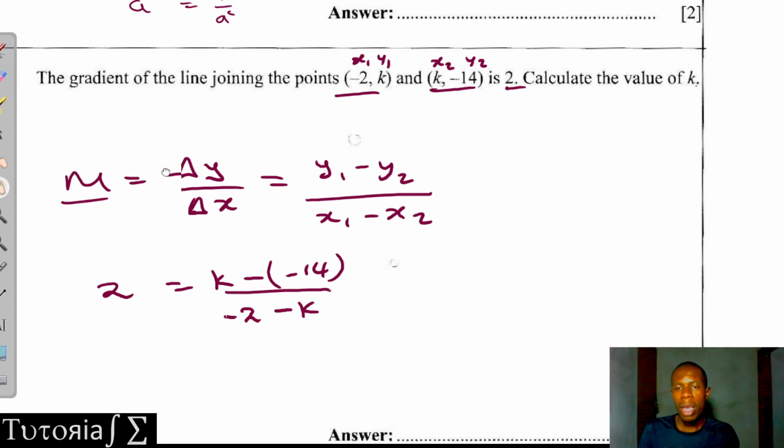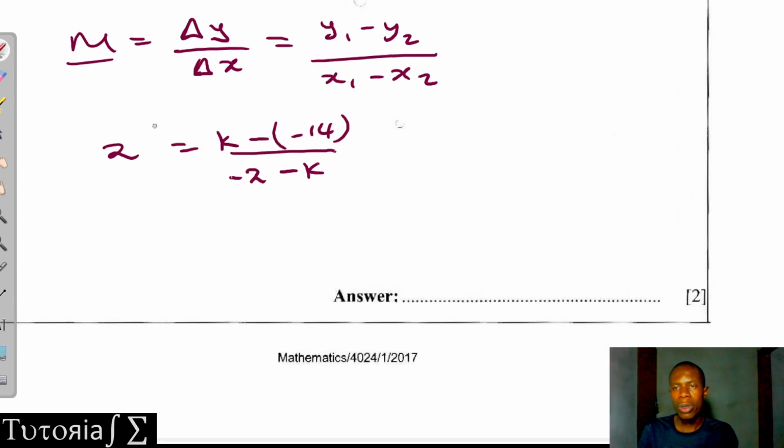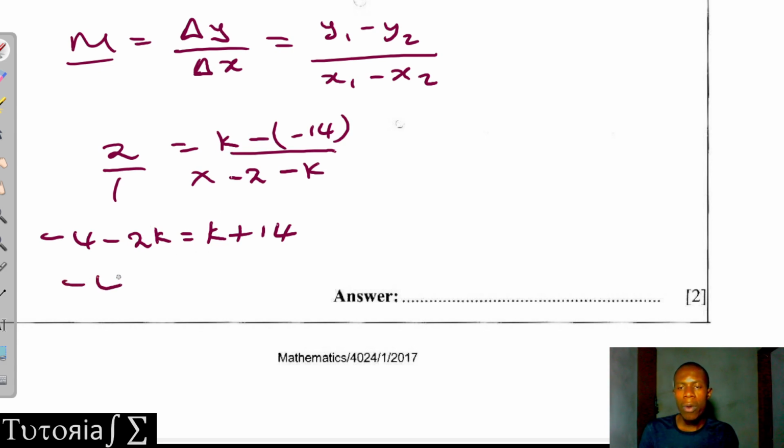Okay. From here, we just do some simple cross multiplication. So this times this, that will be 4 minus 2k equals to k. This times this, that will be plus 14. Then we group the like terms. So simply say this goes the other side of the equal sign, so this would be negative 4 minus 14 equal to k plus 2k. So the sign changes because of the additive inverse property.